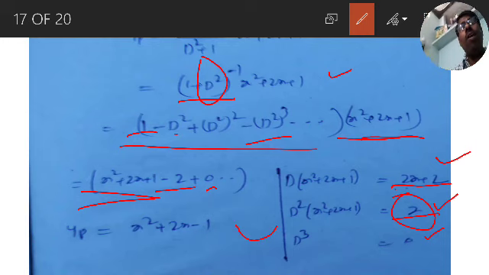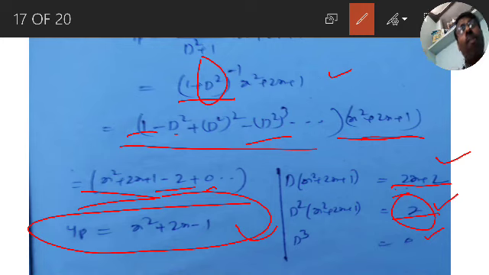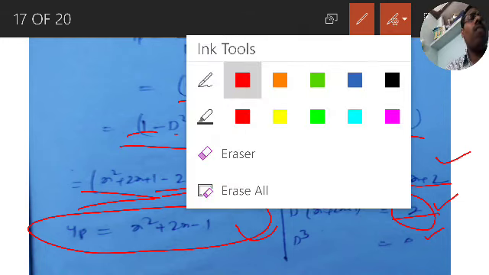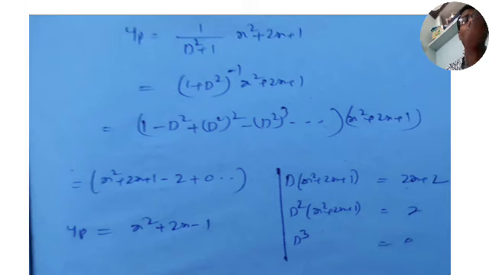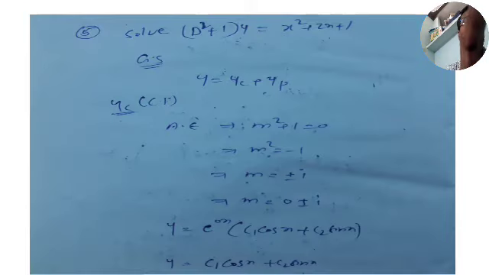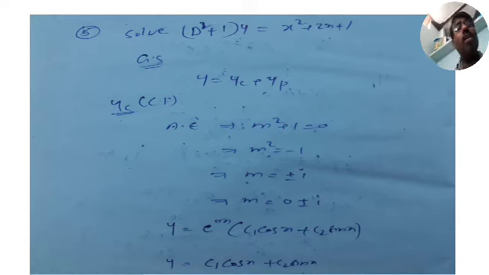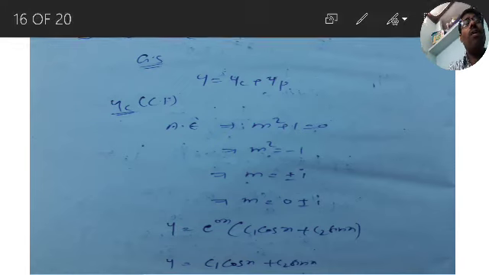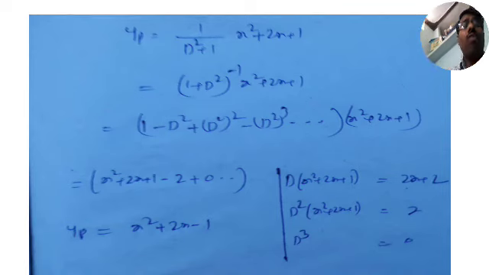So what is yp? So yp is x square plus 2x minus 1. That is our yp, x square plus 2x minus 1. So we got yp, we got yc. What is yc? Yc is c1 cos x plus c2 sin x. And we got yp. Yp is equal to x square plus 2x minus 1.